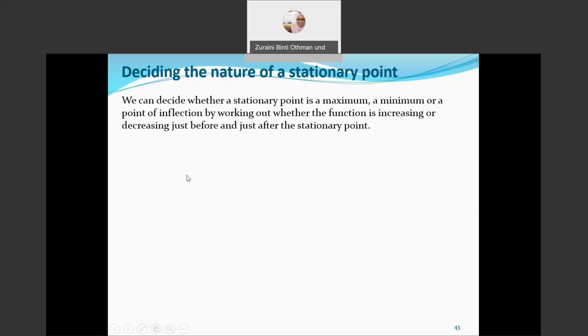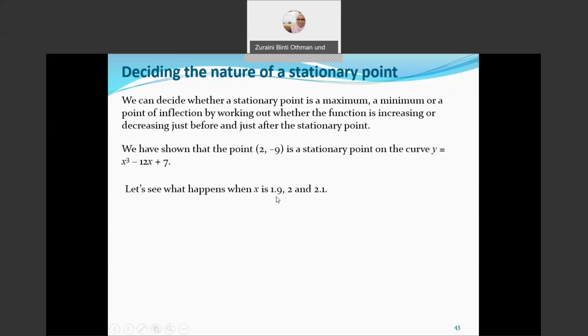Okay, so here this example we have shown that the point 2, negative 9 is a stationary point on the curve y is equal to x cubed minus 12x plus 7. Okay, let's see what happen when we have x is 1.9, 2 and 2.1. Okay, so sekarang kita ambil tiga titik ni. Macam mana kita ambil tiga titik ni? Maksudnya kita ambil satu titik yang sebelum 2, satu titik yang selepas 2.